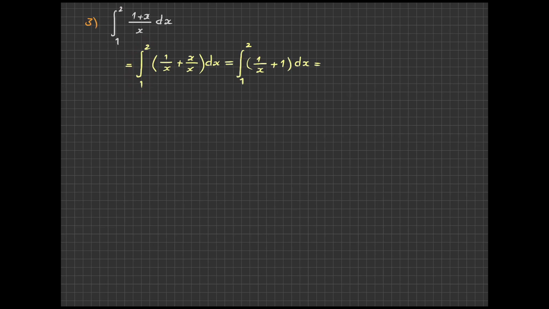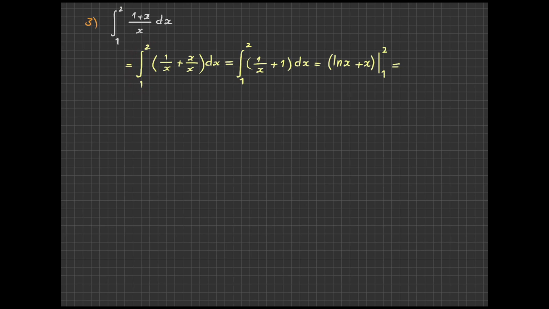What is the primitive function for 1 over x? ln of x. What is the primitive function for 1? It's x. So I have to write this. Then I have to remove the integral sign. This is a have to. I remove the integral sign and then I write from 1 to 2.